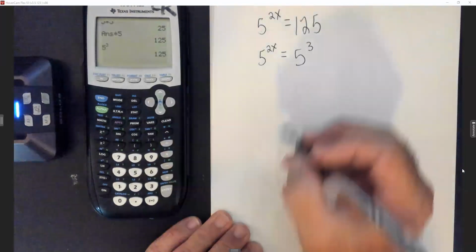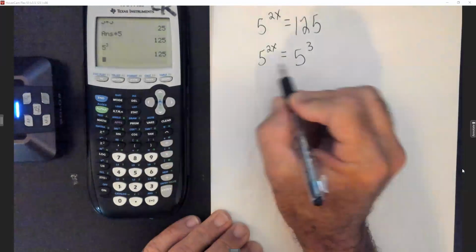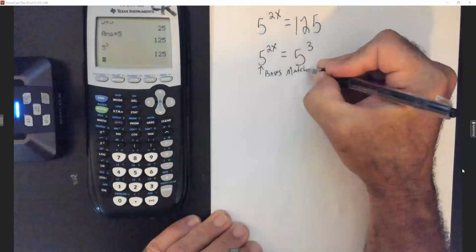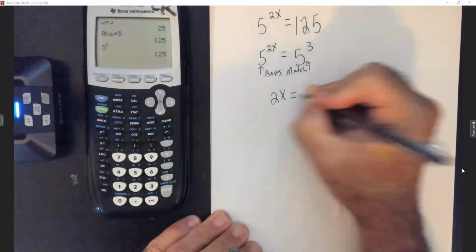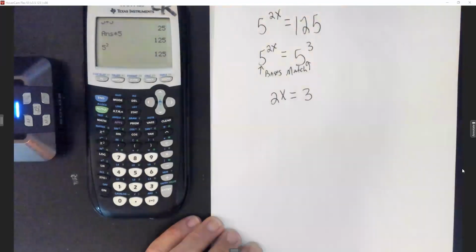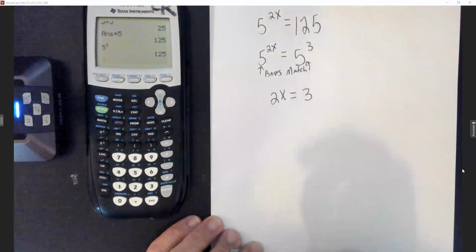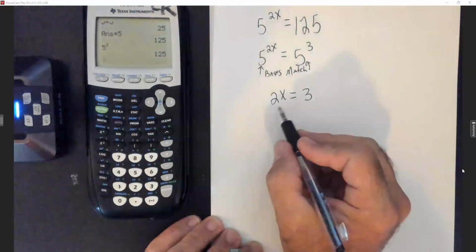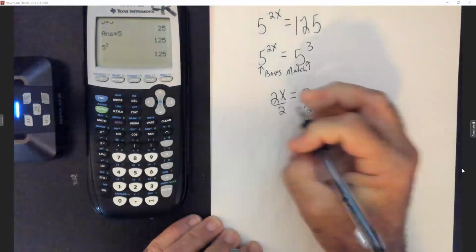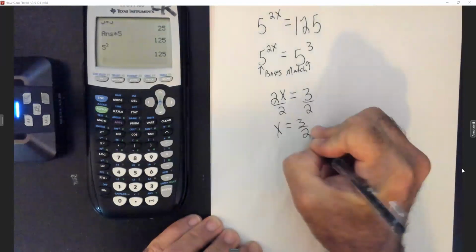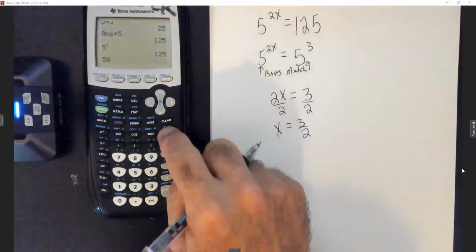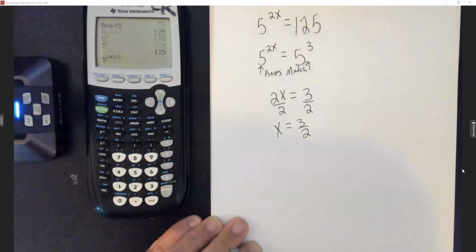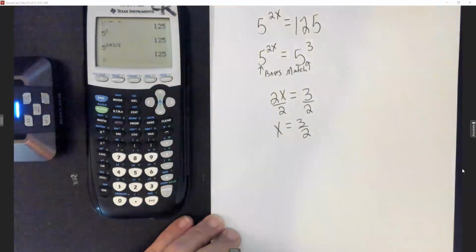So now, since these bases match, that means that the exponent 2 times x has to equal 3. Right? Because if two sides are equal and their bases are equal, then these exponents have to be equal. Now to solve that, I just divide both sides by 2 so that x equals 3/2. So watch this. 5 to the exponent 2 times 3 divided by 2 equals 125. So since that checks, we're good to go, okay?